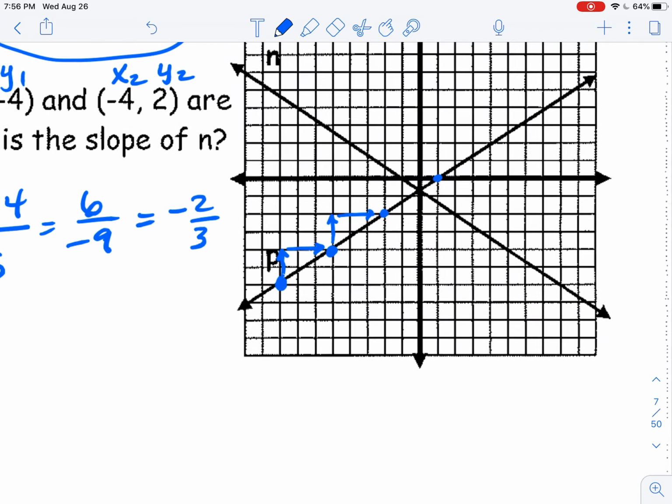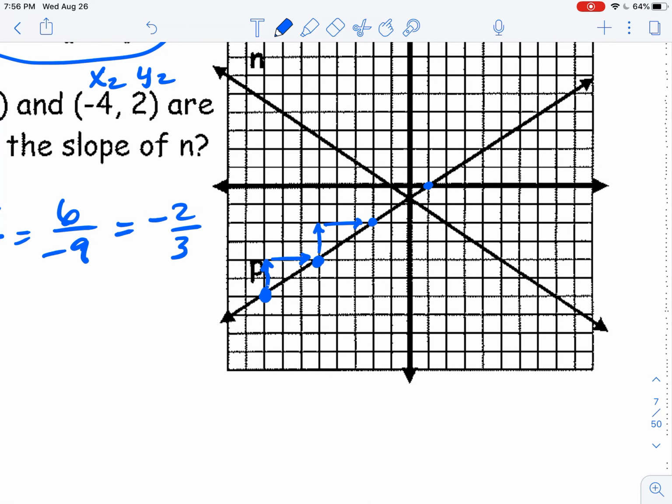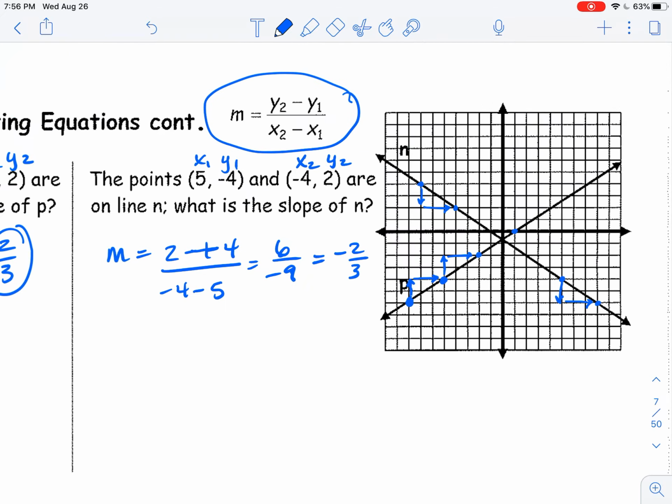So let's take a look at this one. I'm just going to pick, I can see this guy is exactly on the grid and this guy. This time we fall 2 and we run 3. Again, always picking points that land exactly on the grid. Fall 2, run 3, and so forth.